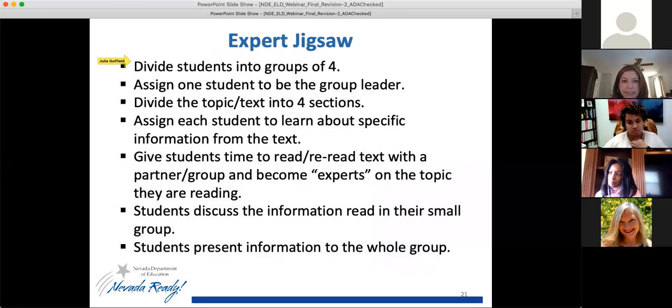Next slide, please. And so now we're going to take it to another level, expert jigsaw. So in this expert jigsaw, we divide students into 4 groups of 4. We assign 1 student to be the group leader. We divide the topic and text into 4 sections. We assign each student to learn about specific information from the text. You give students time to read, reread that text, interact with that text with their partner and their group, and they become the experts on that topic they are reading. Students then discuss the information they've read in their small group, and they present information to the whole group. So that's just an overall general expert jigsaw.